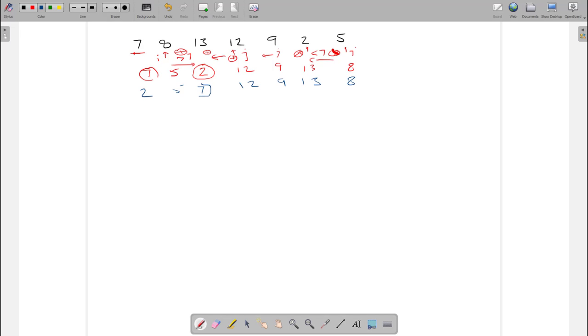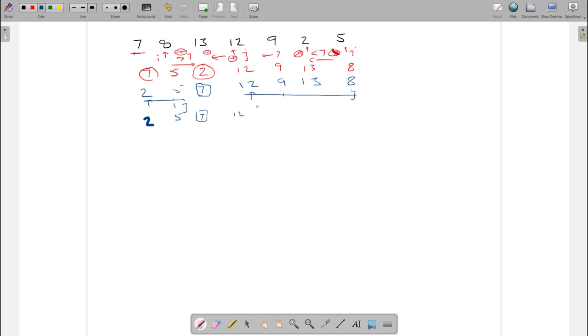7 is in the correct position. Now, there are two partitions, 2 and 5, and 12, 9, 13, and 8. For 2, this is the pivot element. So this is the ith element. This is also the jth element. And whatever you do, 2 is in the correct position. So 2 is written as this. Then you have 5, which will get written as this. 7 is in the right position. Now let's take 12. 12 is a pivot element. And so this is the ith element and this is the jth element.